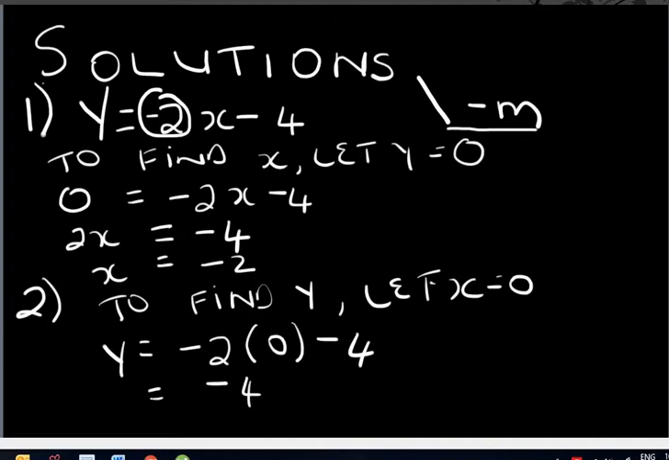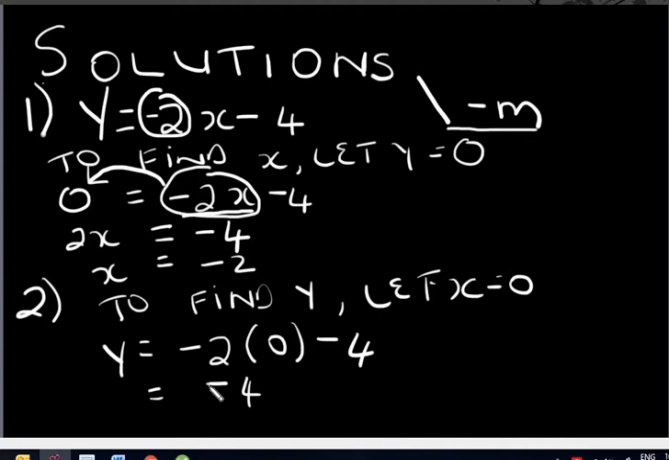We transpose the -2, and remember, with the laws of equations, anything that goes over the equal to sign changes sign. It's called transposing. So we are actually taking it over. So it becomes positive 2x is equal to -4. We divide by 2 on both sides, and x is equal to -2. The second step is for us to find y and let x equal to 0. So y is equal to -2 times 0, -4, and that will give us -4.